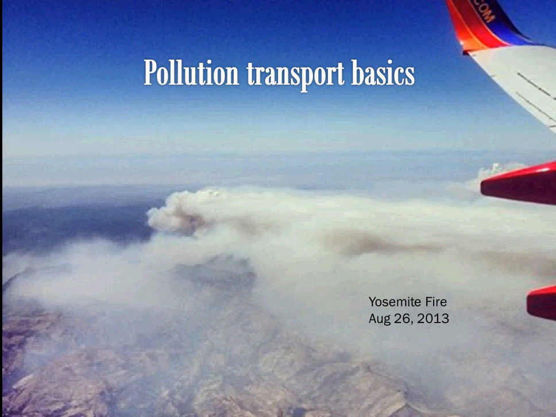So here we're going to talk a little bit about pollution transport basics. We're just going to cover some of the really straightforward stuff here and then do some examples and talk about some of the more complicated processes in class. And this is a picture of the Yosemite fire in 2013. As you can see, spreading quite nicely, if you want to use the word nicely, maybe not, through the atmosphere.